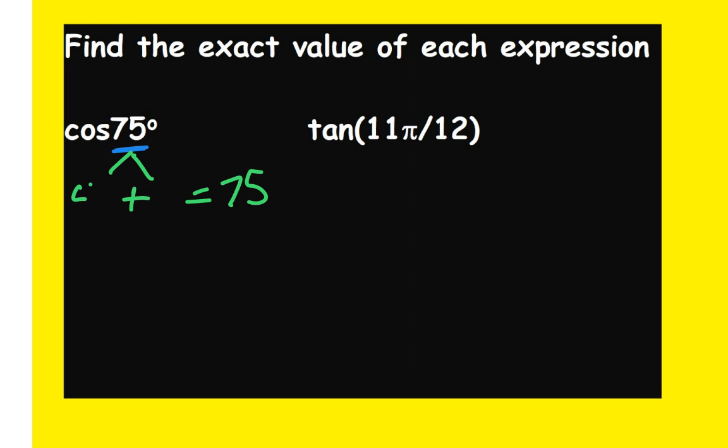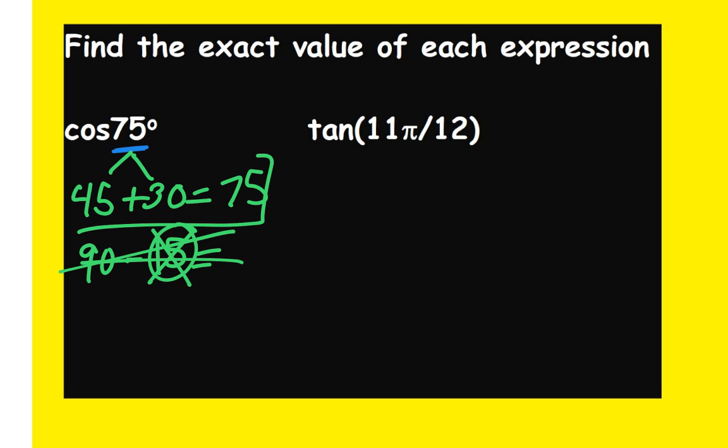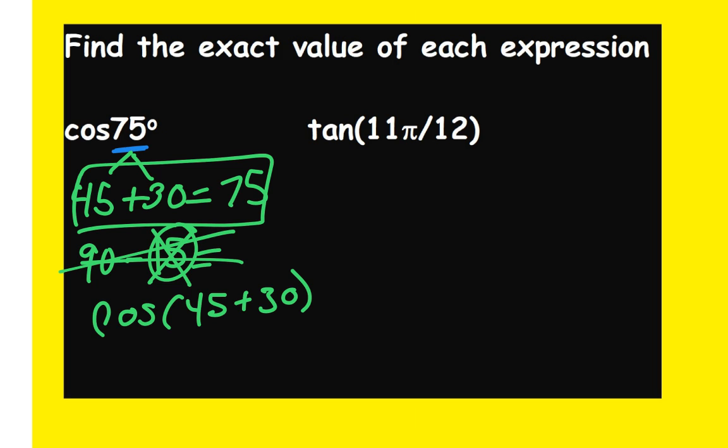Well, I'm going to start with addition. So this is 45 plus 30. Maybe it was subtraction, maybe 90 minus 15, but there's no 15 on the unit circle, so I'm not going to do subtraction with those numbers. It does equal 75, but 15 is not on the unit circle, so I want to stick with the addition. So cosine addition: cosine of 45 plus 30. And remember, I'm using these two because those two show up on the unit circle.